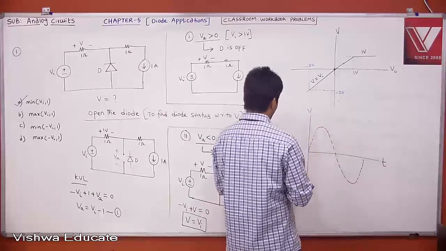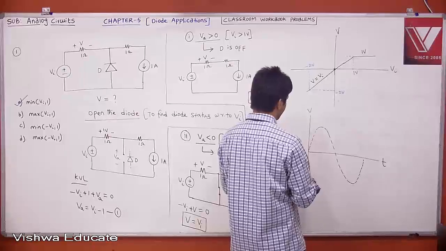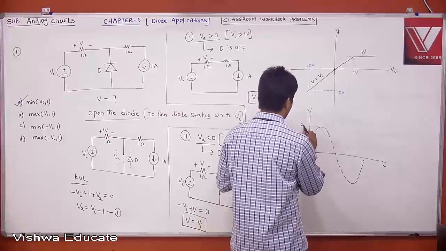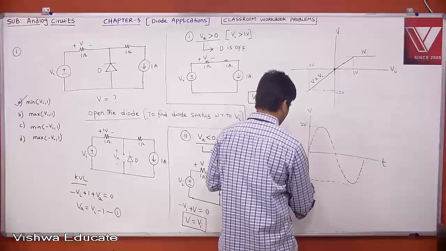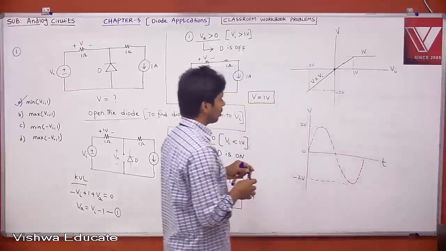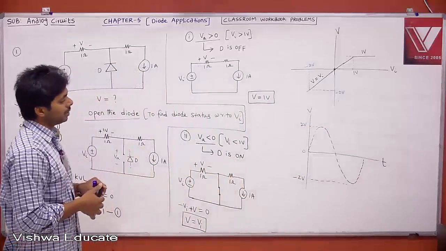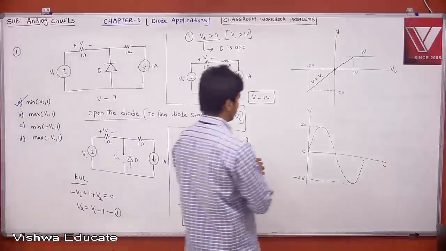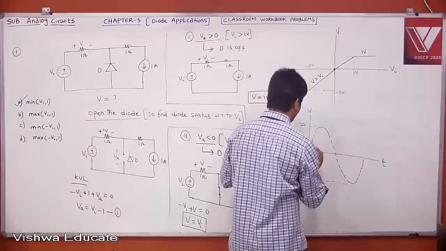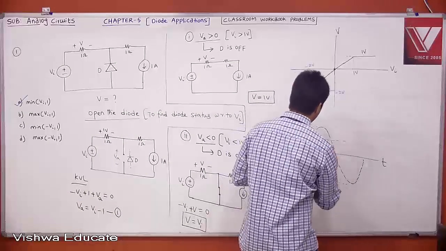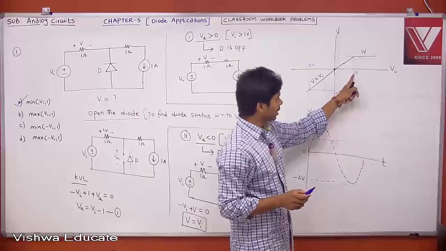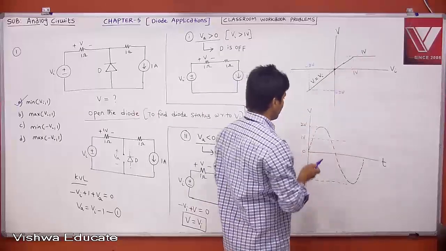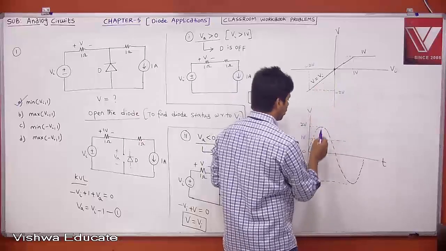Now let us say this has 2 volt and minus 2 volt. Now let's see what is your output. First of all, you need to find the break point. The break point is 1 volt. Basically this is your 1 volt. Then tell me, according to the transfer curve, if Vi is greater than 1, your output is 1. When Vi is greater than 1, your output is 1 only.